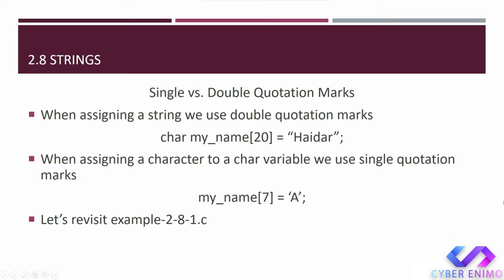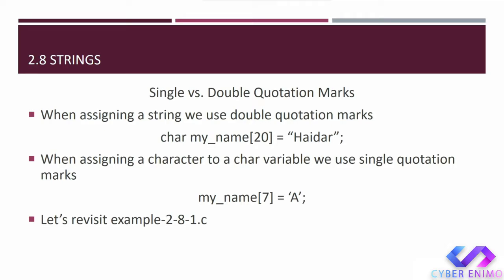For example, if I wanted to add my last initial to the array myName, then I have to consider the following. myName is an array of characters. So if I wanted to add a single character to one of its elements, it's as if I'm adding a single character to a char variable, which means I have to use single quotation marks.